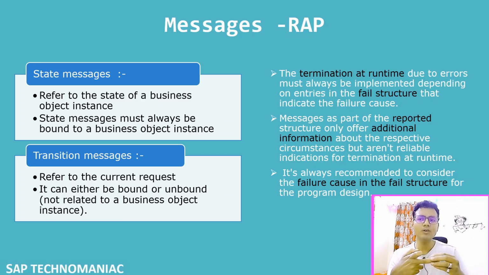If you fill only the reported structure, that is not good program design. You have to always fill the fail structure along with the fail cause, and give the additional information in the reported structure. That is a very important thing when we work in RAP. So that is one note we have to make sure of whenever we are working in real-time programming.